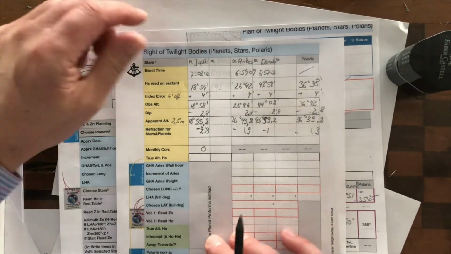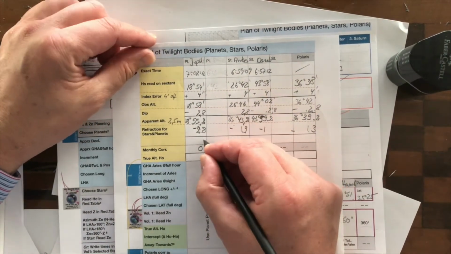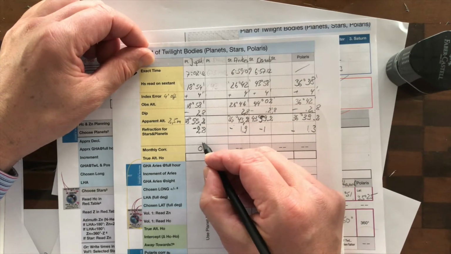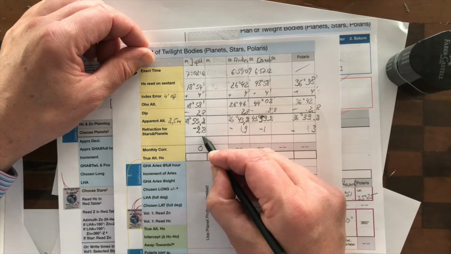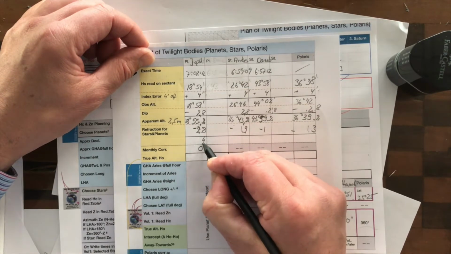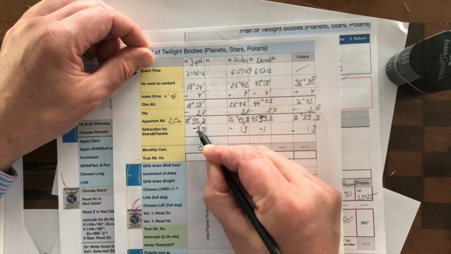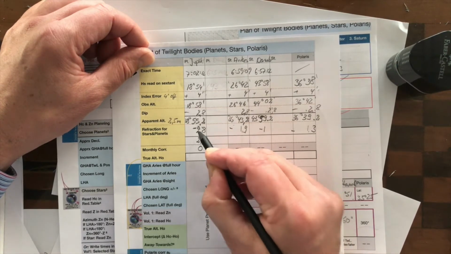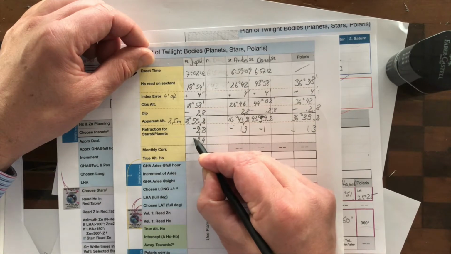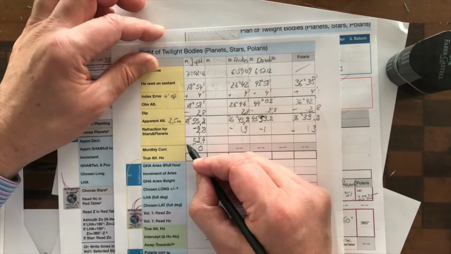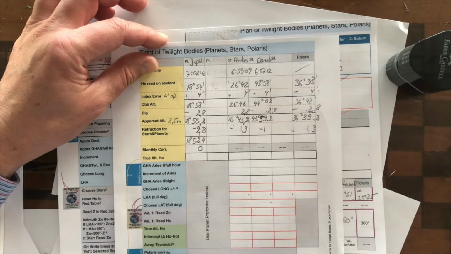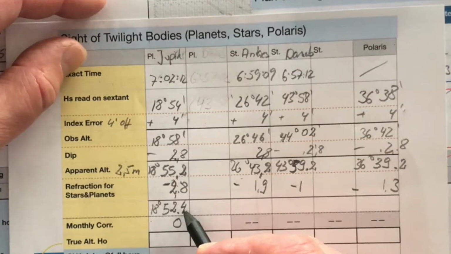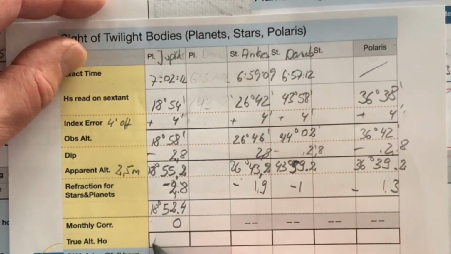So let's do this calculation there. So we have 18 degrees and 52.4 minutes. And we had no monthly correction, so we can write that down here, 52.4.